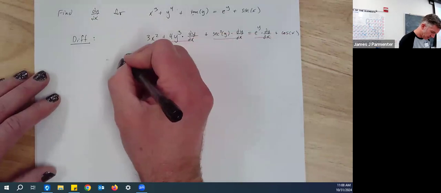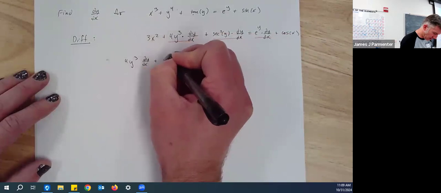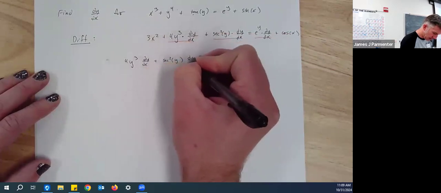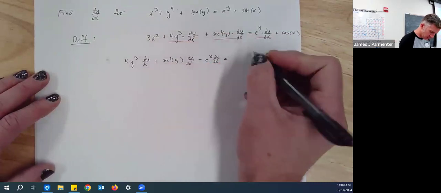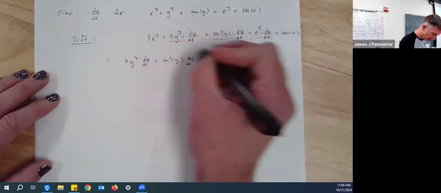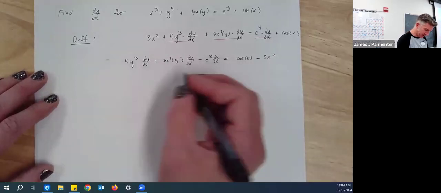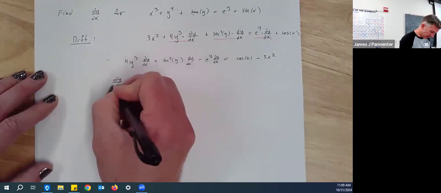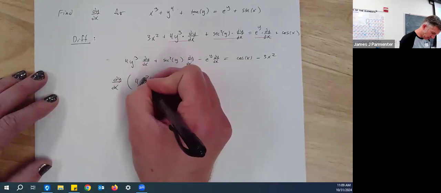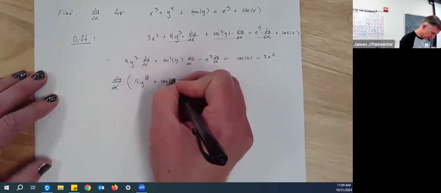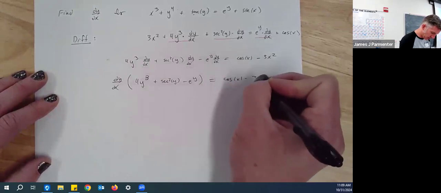So I'm going to have 4y cubed times dy dx plus secant squared of y times dy dx minus e to the y times dy dx equal to cosine of x minus 3x squared. And then we factor out the dy dx from the left. So we're left with dy dx times 4y cubed, that's a 3, believe it or not, plus secant squared of y minus e to the y is equal to cosine of x minus 3x squared.